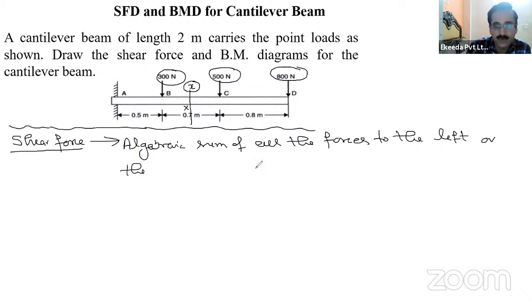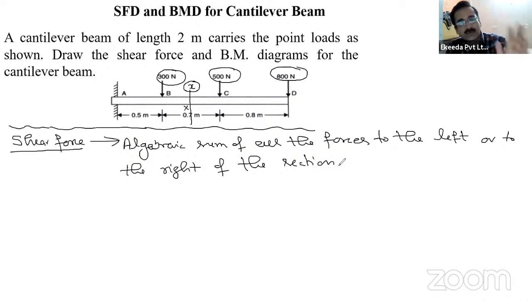To the right of the section, right? So whatever forces are there, you have to take the sum of all the forces, to either the left or the right of the section, right? You have to consider these forces while finding the shear force. Now some forces are in the downward direction to the right of the section. If I take the right of the section, how many forces are there? There are two forces. One is 500 Newton and another is 800 Newton. Two forces are there, isn't it?